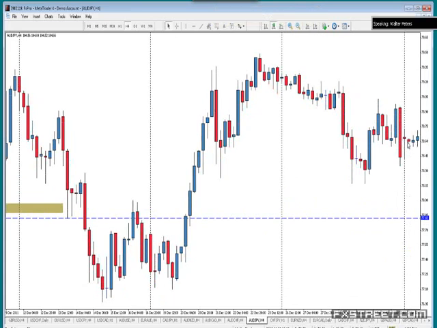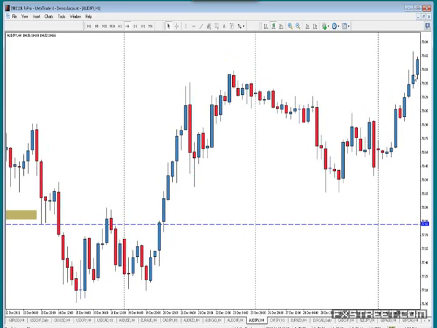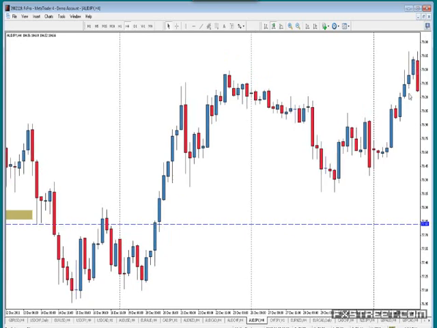Here are some wicky candles here. Nice wicks on either side. Very tiny candles, though. Ideally, what we want to see are candles like this during an extension. And these wicks here tell us that the market's starting to lose some steam here. See this wick right here?